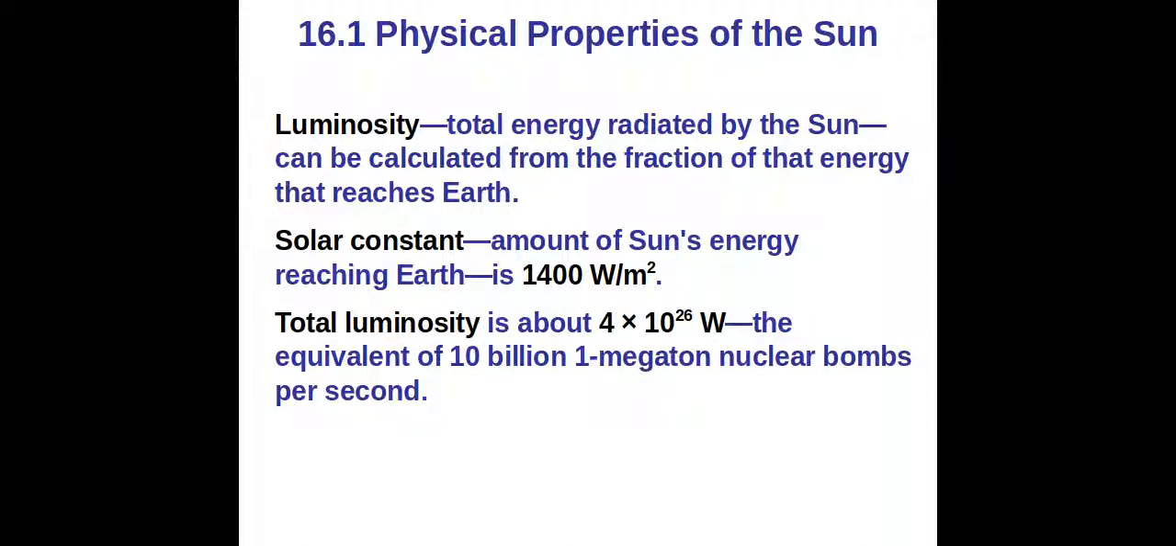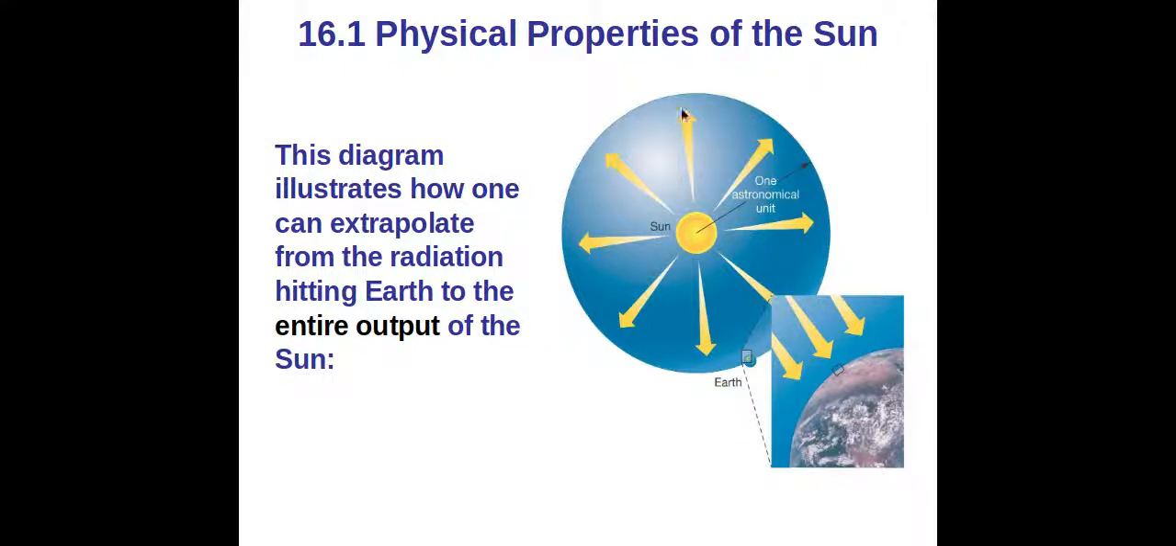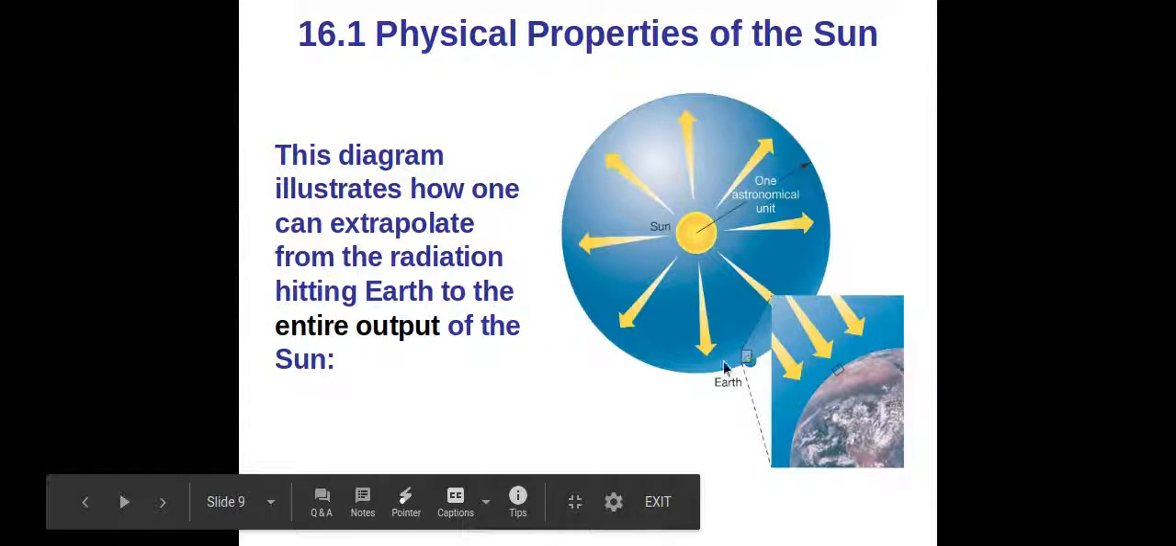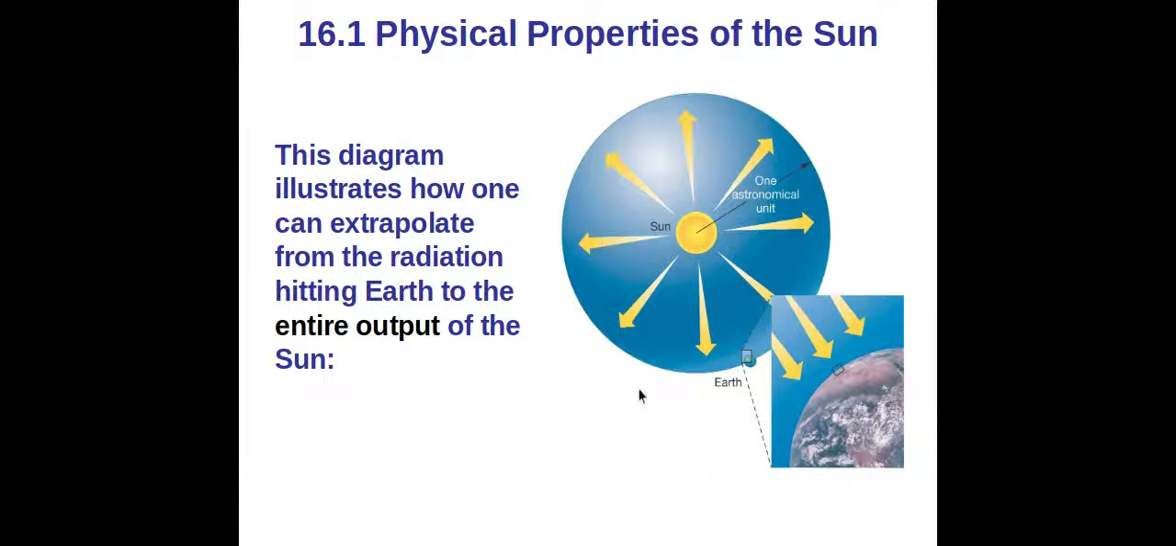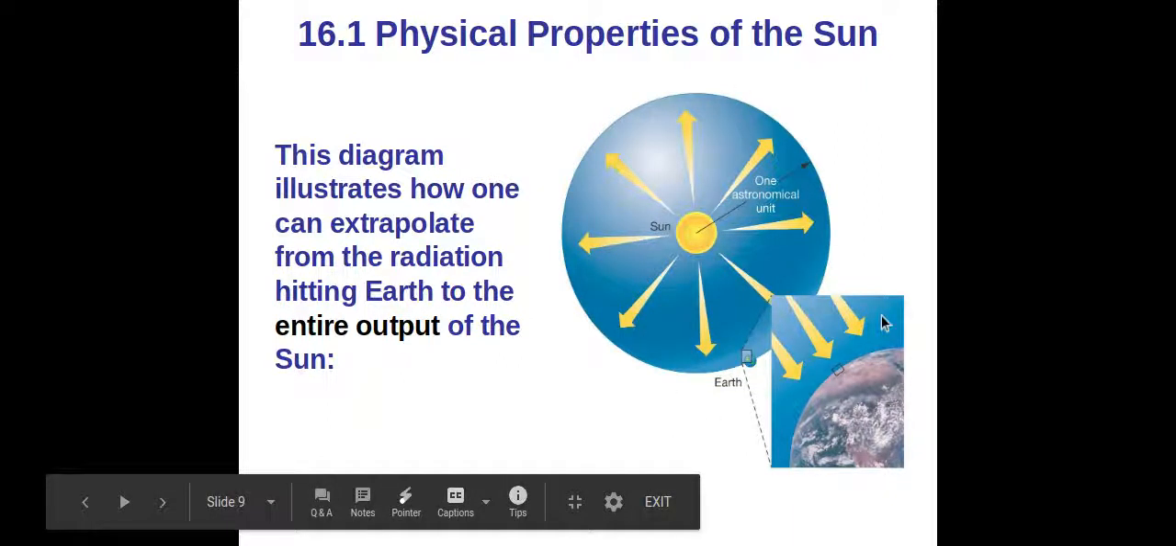The total luminosity is about 4 times 10 to the 26 watts, which is the equivalent of 10 billion 1-megaton nuclear bombs going off per second. So just a ton of energy. And this basically shows how they calculate the luminosity. If we calculate the amount of energy hitting the Earth, then we can extrapolate that to the amount of energy that's being put out by the sun in every direction.